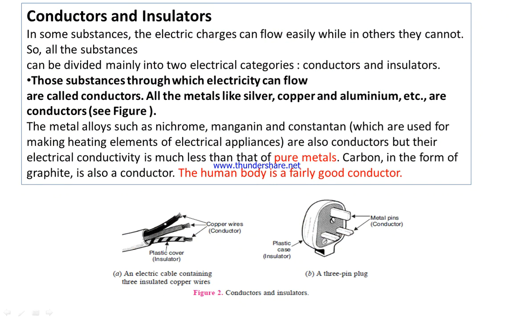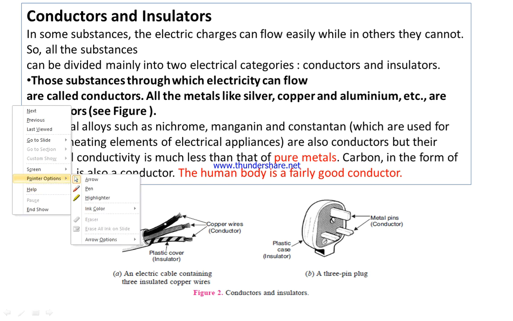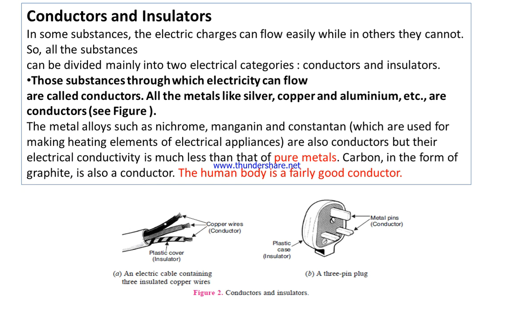Now let's come to another topic, known as conductors and insulators. There are several substances that are categorized into two types, one is conductor and the other is insulator. Based on the type of charges and their properties, those substances through which electricity can flow easily or in a very high quantity are known as conductors. All the metals like silver, copper, aluminum, steel, and other metallic examples come under conductors.